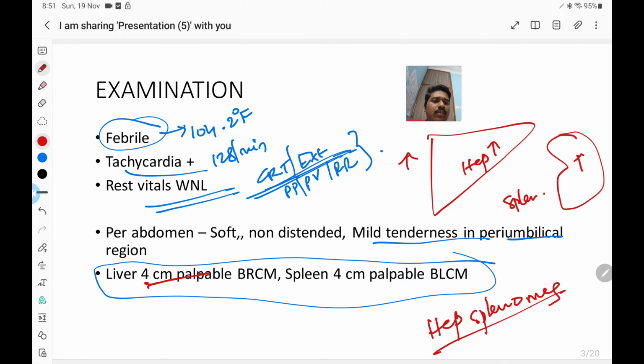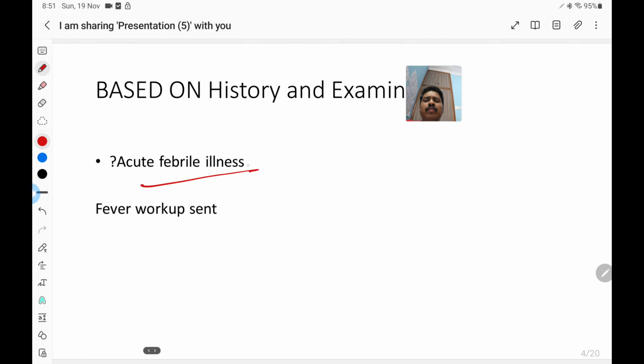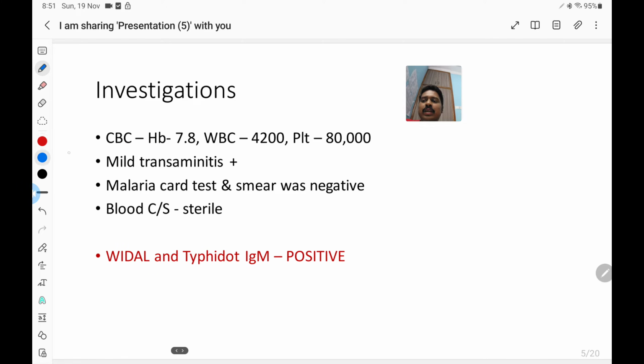So along with this, we thought it could be an acute febrile illness. Since this is the time for tropical infection, we were thinking of a tropical infection which would cause this kind of picture, and a fever workup was sent, and we obtained this investigation pattern. Her CBC revealed that hemoglobin was 7.8, which was decreased. WBC was 4200, which was normal, but this was slightly suspicious because usually in infections WBC will be increased. However, there are many other infections where WBC count can be normal or decreased as well, that is called leukopenia. And then platelet was 80,000.